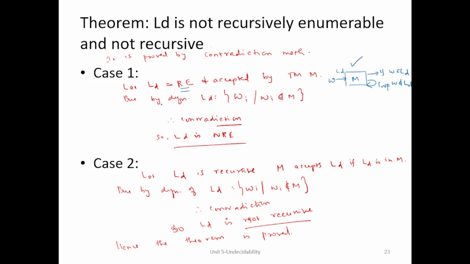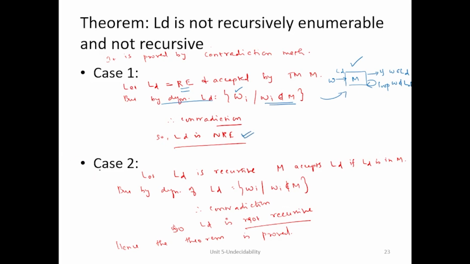But by the definition of the diagonal language, which contains a set of strings that are not accepted by any machine, if you give the strings framed under the diagonal language, no machine will accept that set of strings. So there is a contradiction with the recursively enumerable assumption. So LD is not a recursively enumerable language.